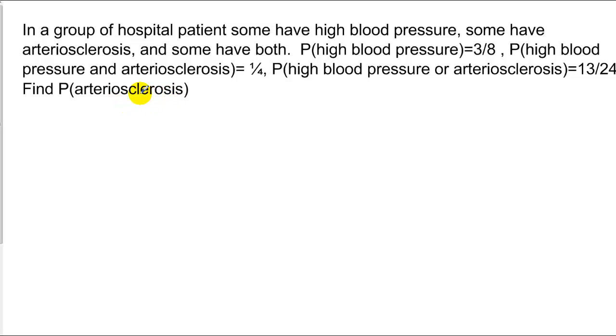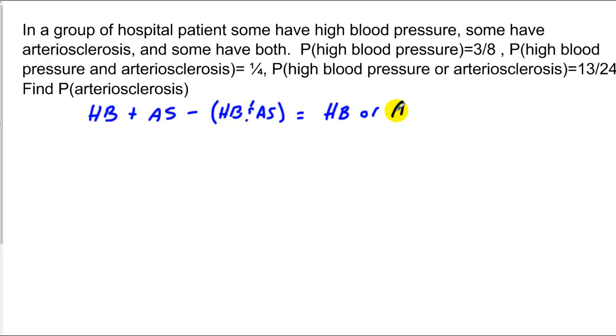Well, I would do this problem using a little bit of algebra, because what we know is in this problem they're actually giving us probabilities rather than having us find them. And if we want to find the high blood pressure probability, add that to the AS probability, subtract off the high blood pressure and AS probability, we would get the high blood pressure or AS probability.